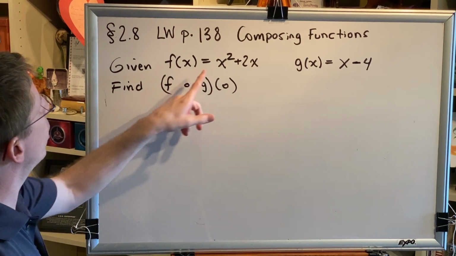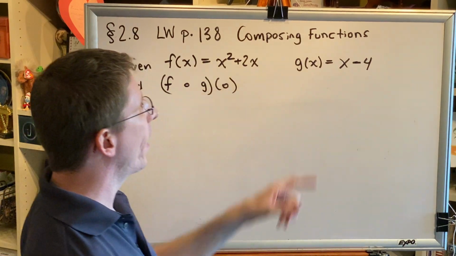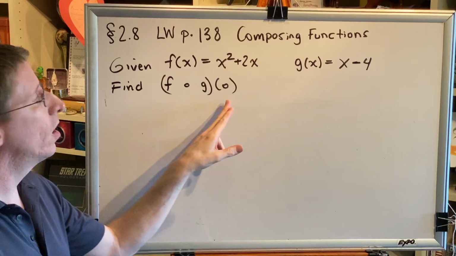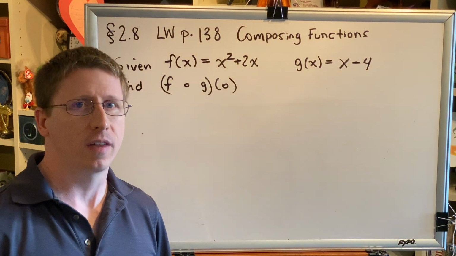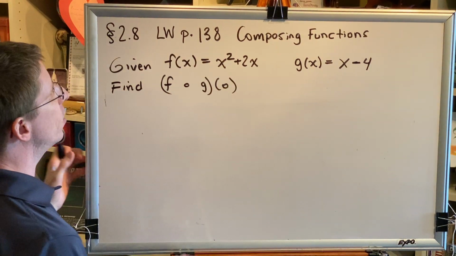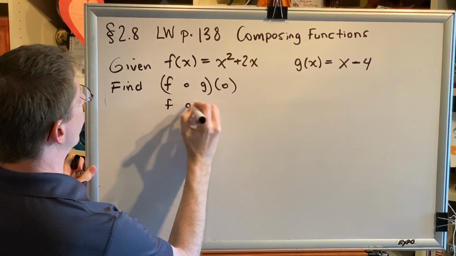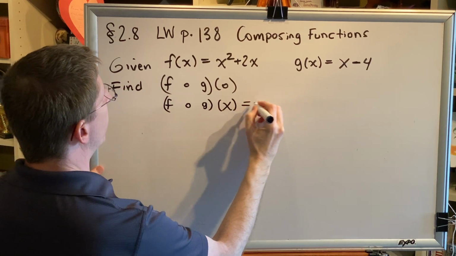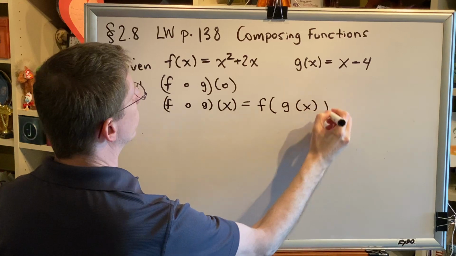Given f of x equals x squared plus 2x and g of x equals x subtract 4, find f composed with g of 0. The first thing we want to do when we solve a problem like this is remember the definition of composite functions. The definition says f composed with g of x is the same thing as f of g of x.